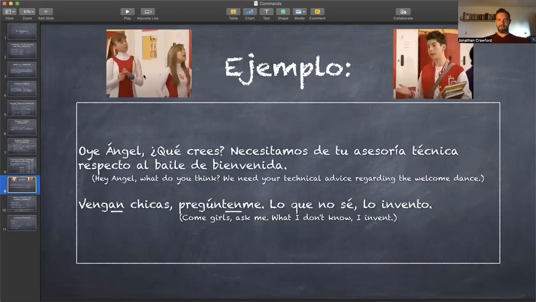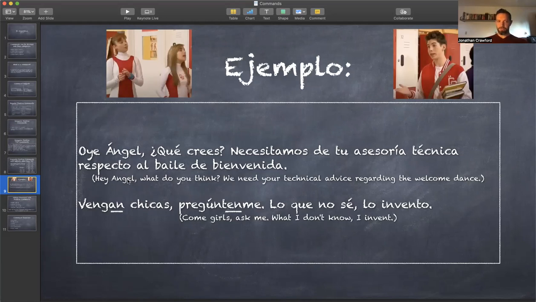All right, so here's some examples. Un ejemplo from La Secu. So they come up and they're gonna trick him into uninviting Clara from going to the dance with him, and he doesn't realize it, but they're gonna record him saying it, and he just gets tricked. But anyway, they say, oye, Ángel, ¿qué crees? Necesitamos de tu asesoría técnica respecto al baile de bienvenida.